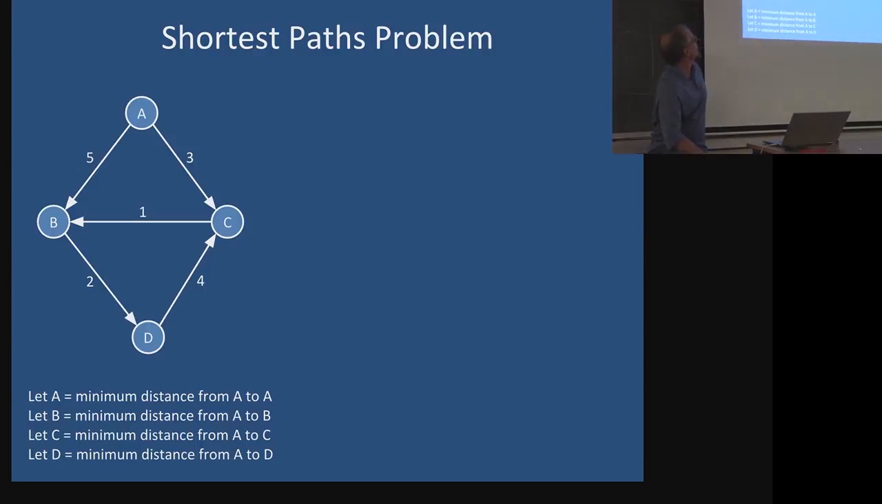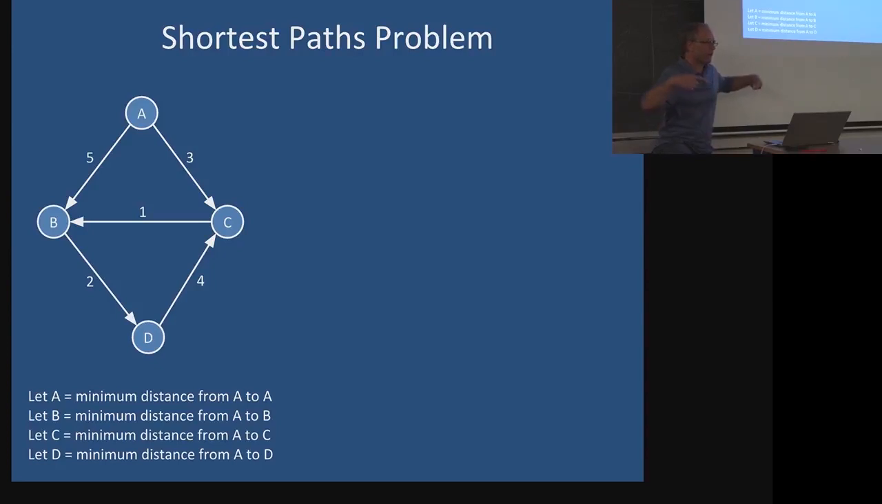Okay. So B can't be bigger than A plus 5, right? And B can't be bigger than C plus 1. Okay? How can we express that without a min? Yeah. You could have two separate constraints. Right, you just put two constraints. One constraint is B is less than or equal to A plus 5. And the other constraint is that B is less than or equal to C plus 1.